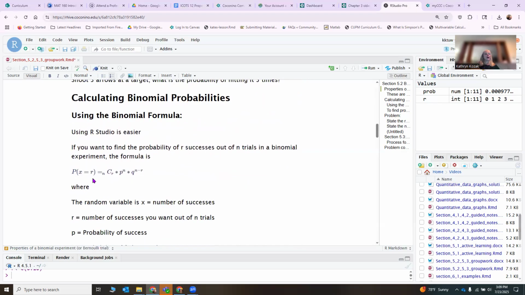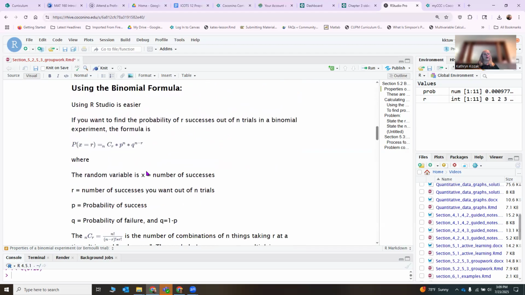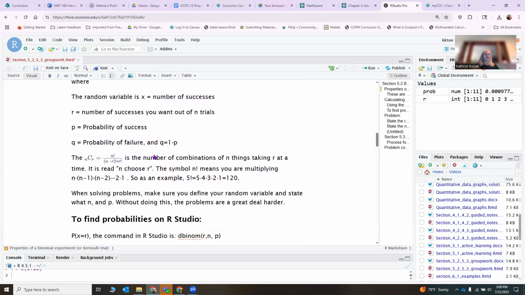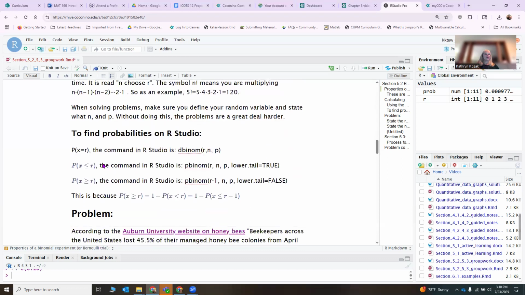The formula is not a fun formula to work with, so we are going to use R. This is the number of combinations, times the probability of success raised to the r power, times the probability of failure, which is q, or 1 minus p, to the n minus r power. It's not fun to work with, and it's really not fun if you're doing probabilities of X being greater than or equal to or less than or equal to. So we are going to use RStudio.